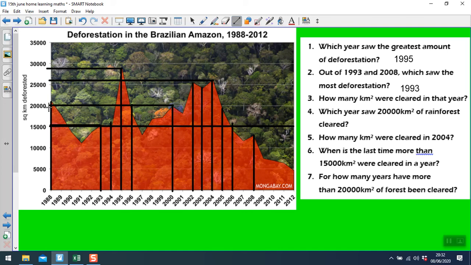Oh, hang on, so we've got 1988, 1995, 2002, 2003, 2004, but then 2005 is slightly lower. So that was 5 years. More than 20,000 kilometres of forest has been cleared. Well done if you got those right.